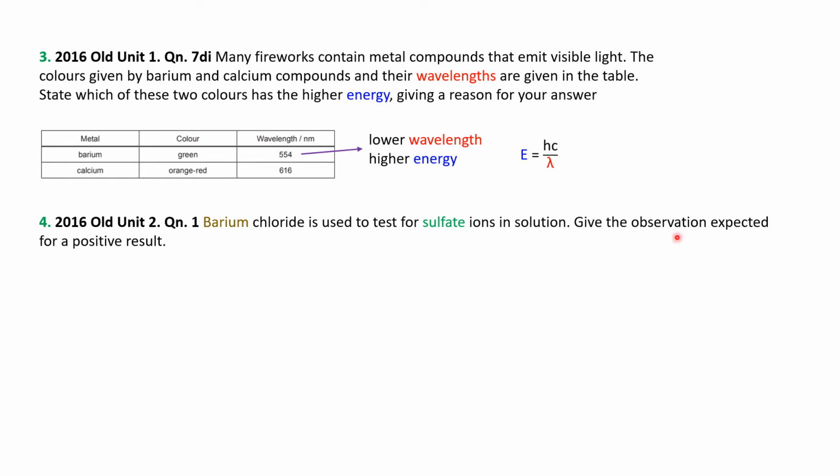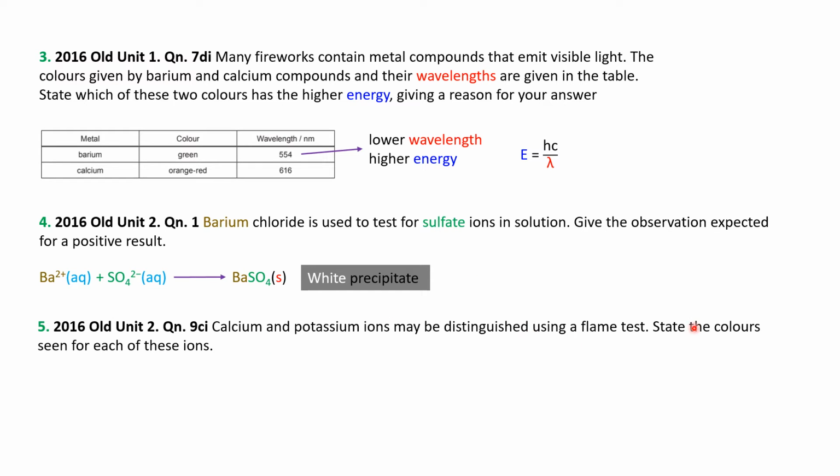Barium chloride and sulfate, observation expected, talked about this several times. Barium ions floating around, sulfate ions floating around, get together to make solid barium sulfate, which is a white precipitate. Different adjectives I've seen in different exams for this, but just remember it's got a white precipitate. And that should work for you because it does seem like the descriptions change from one year to the next.